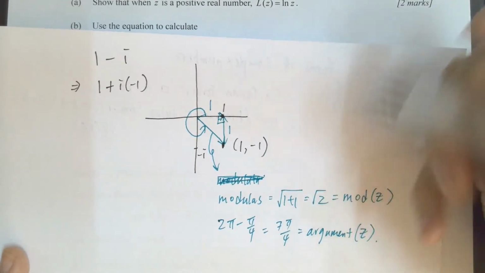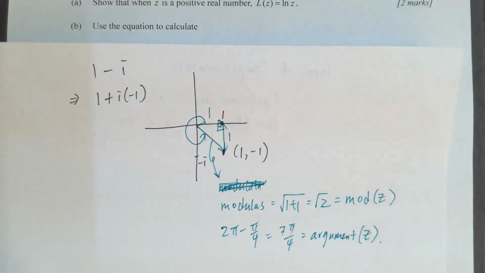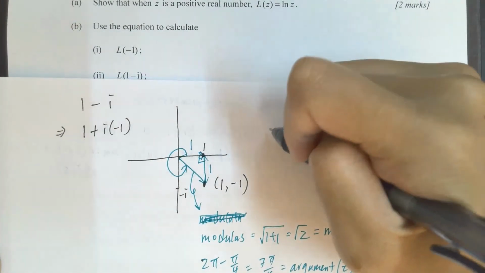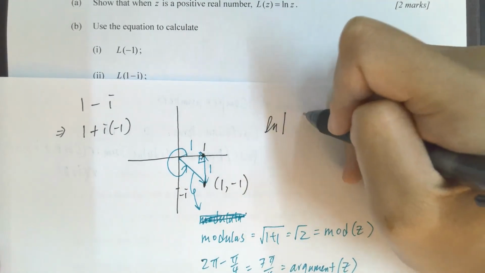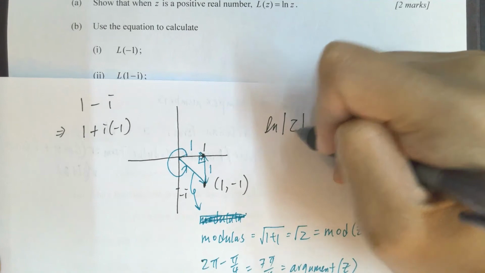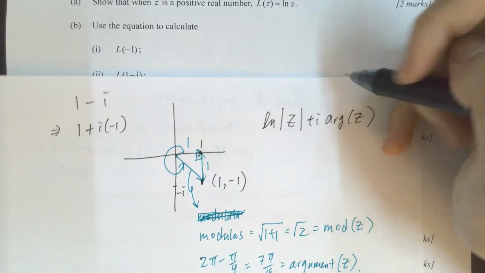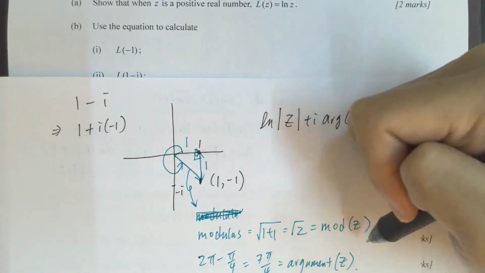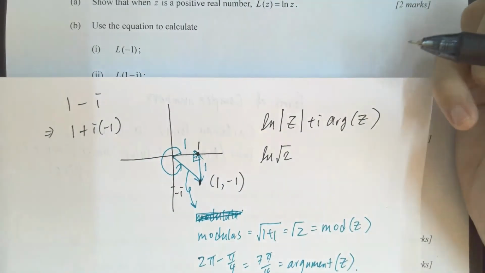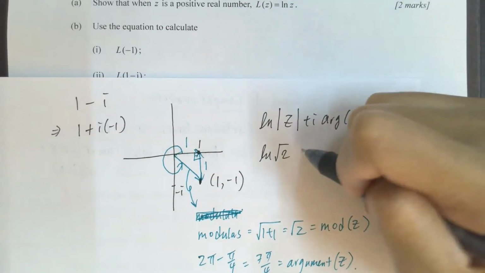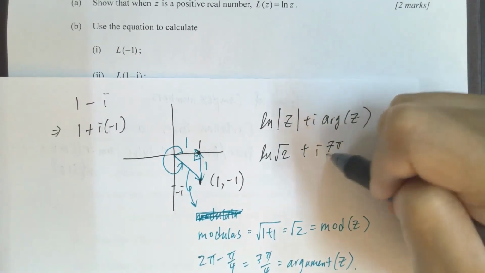So we've identified the key features of this complex number, and now we go back to the equation. It says ln of the modulus of this thing, plus I times the argument of this thing. So the modulus of this complex number is just going to be ln of the square root of 2, and the argument of this complex number is going to be 7 pi over 4.